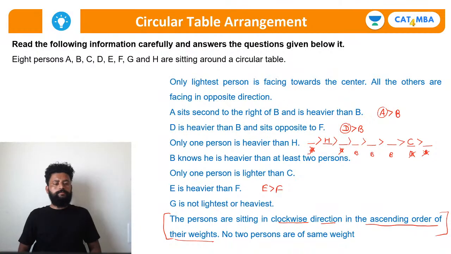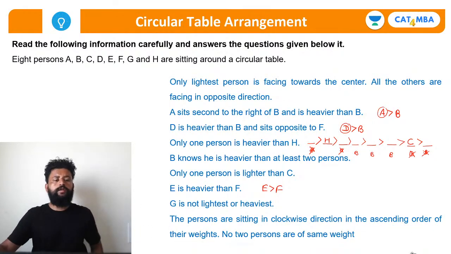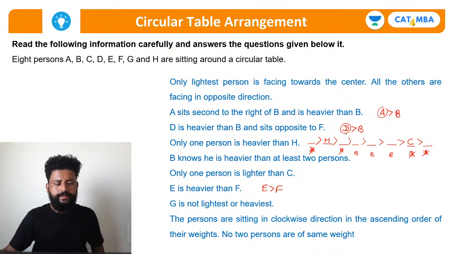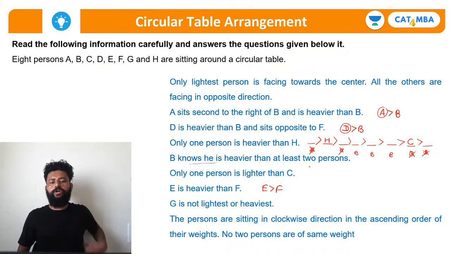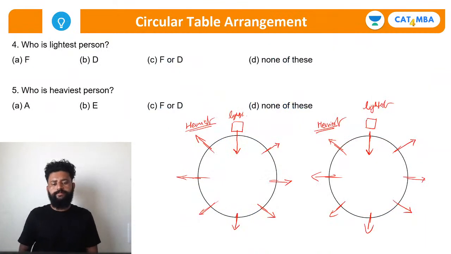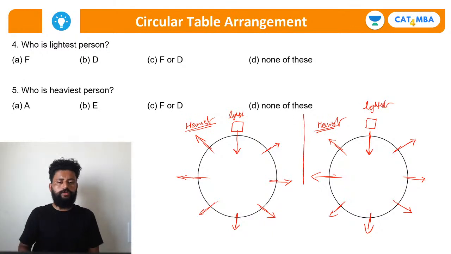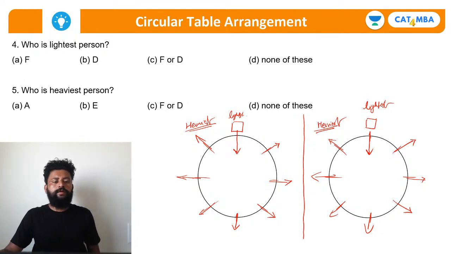A sits second to the right of B. Now understand, B knows he is heavier than at least 2 persons. Okay, so same possibility, I use the circular table. Let's have a look at one of these circles first. We'll use this diagram only if we need the second possibility, otherwise I'm not going to use it.